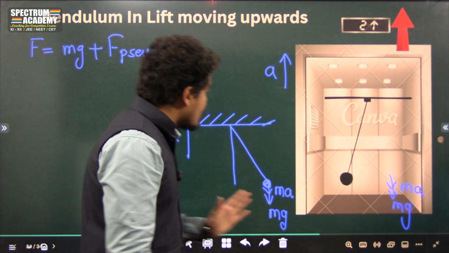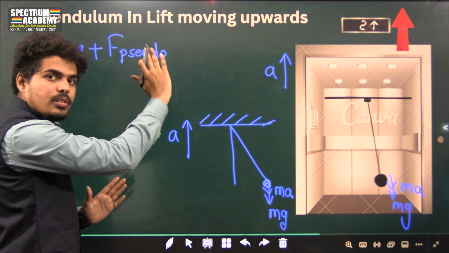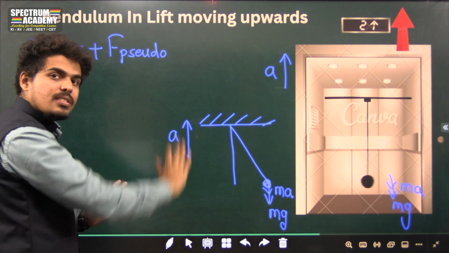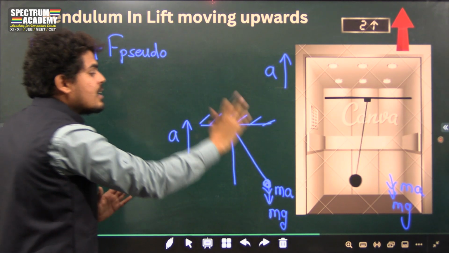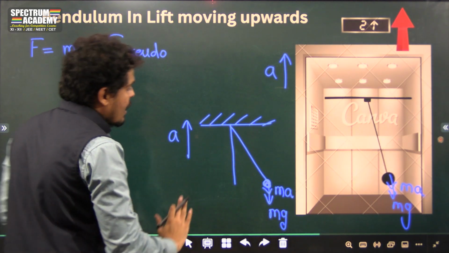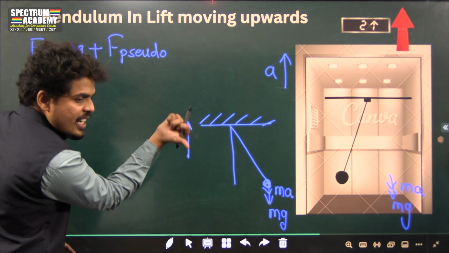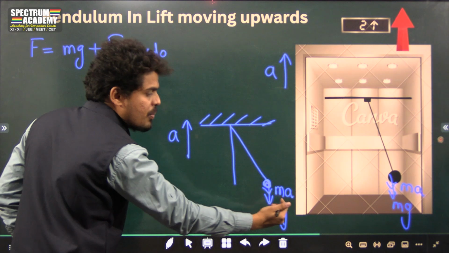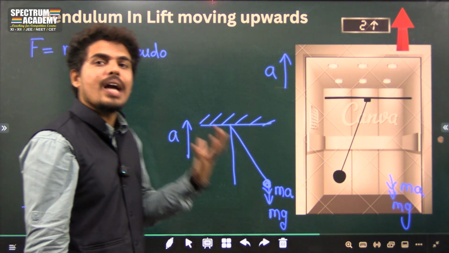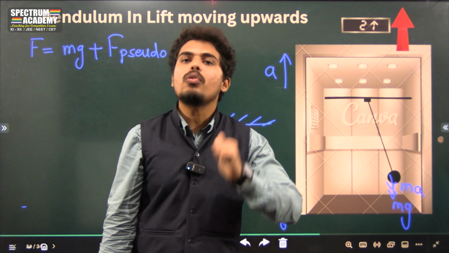सो यहां पर रियल फोर्स से ऊपर की ओर लिफ्ट जा रही, एक्सेलरेशन ऊपर, लेकिन ये बॉब कुछ pseudo force एक्सपीरियंस करेगा इस रियल फोर्स के अपोजिट डायरेक्शन में, मींस नीचे वाले डायरेक्शन में. मैग्नीट्यूड होगा मास इनटू एक्सेलरेशन एंड द डायरेक्शन इज डाउनवर्ड्स.